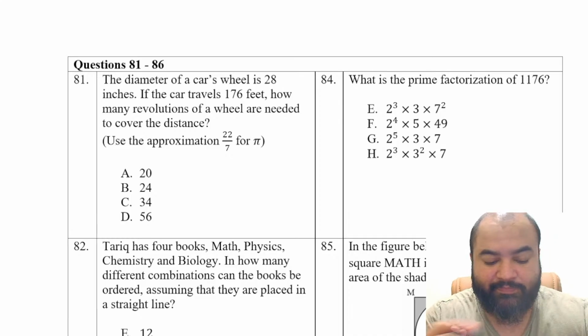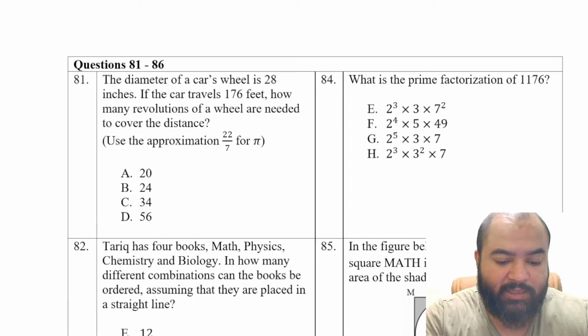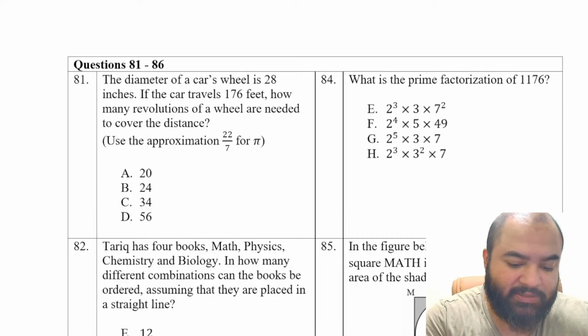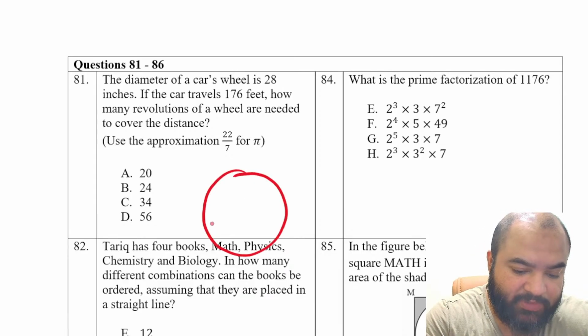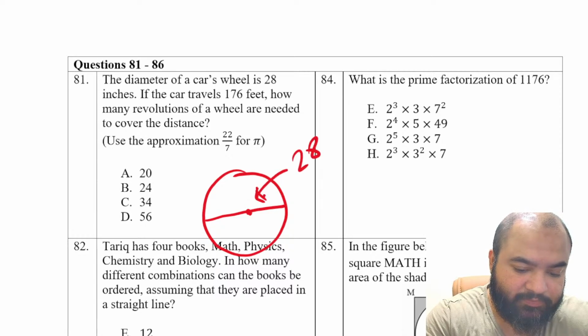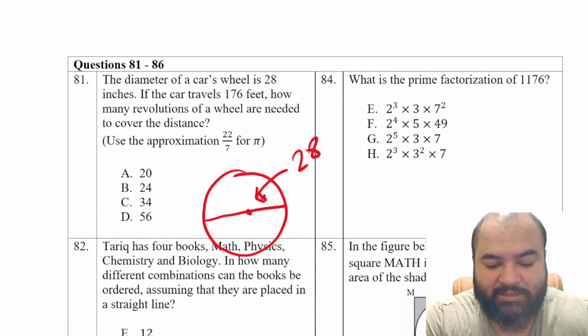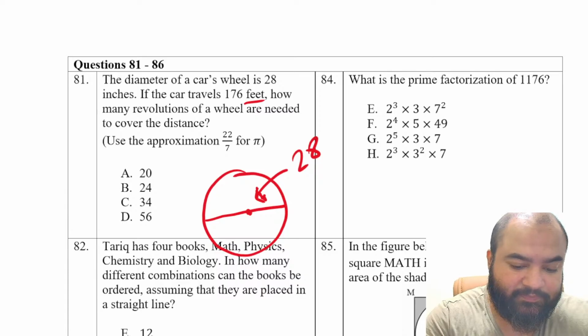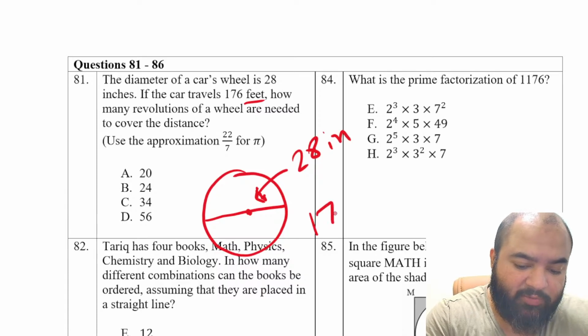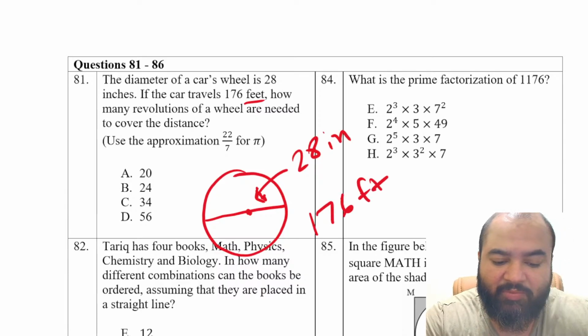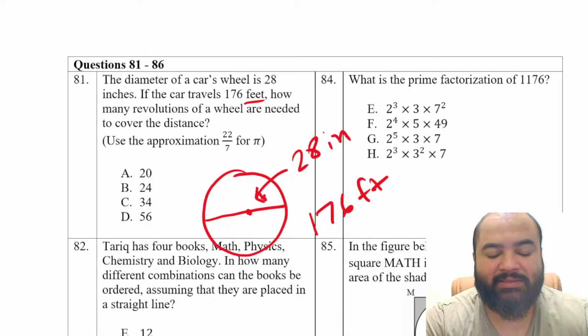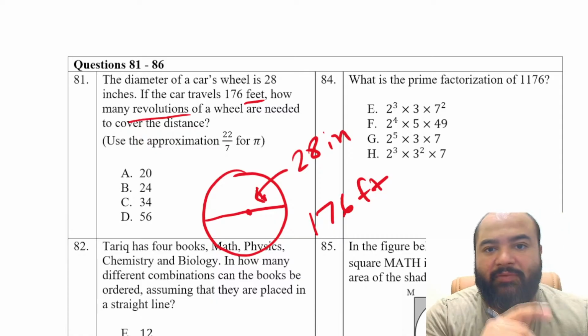So the diameter of a car's wheel is 28 inches. Okay, so we have the car's wheel. Diameter is the line here. It's 28 inches. If the car travels 176 feet, total it traveled like 176 feet. How many revolutions of a wheel are needed to cover the distance? So revolution means like revolving, going around.